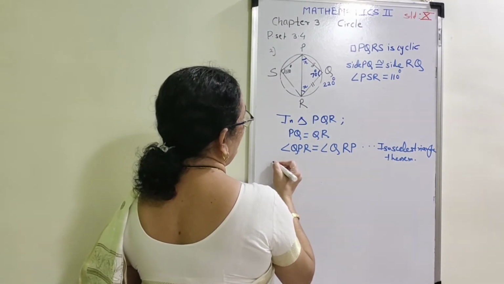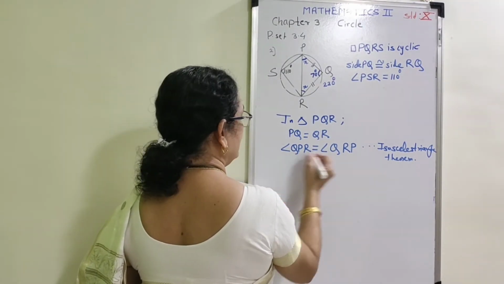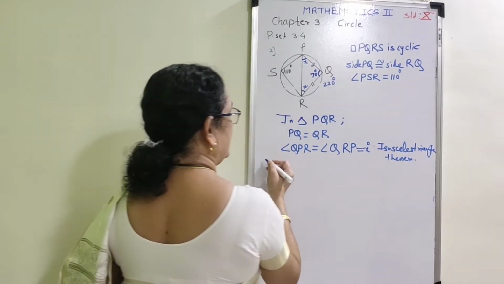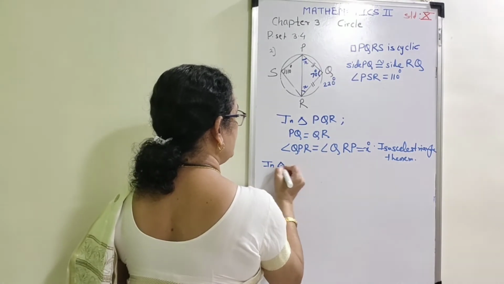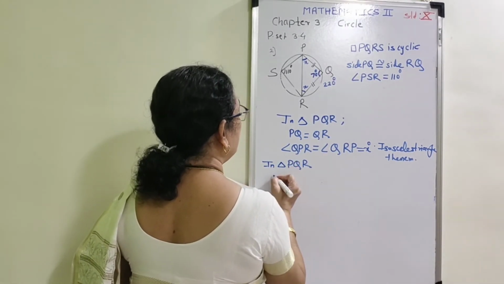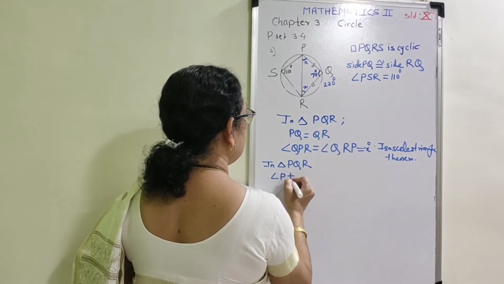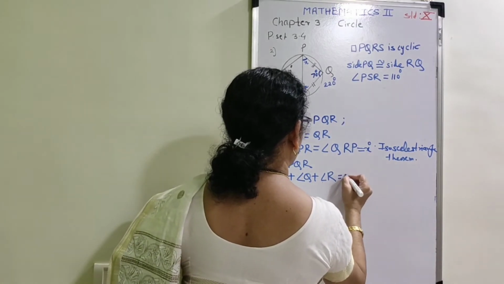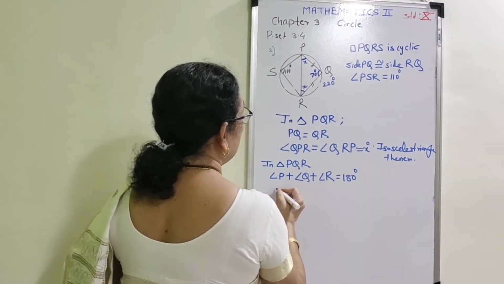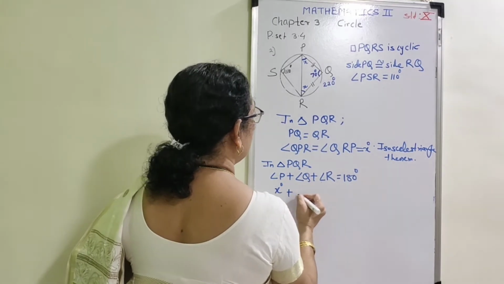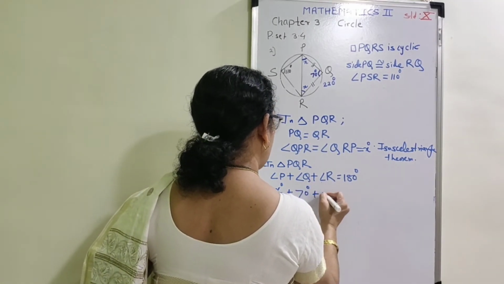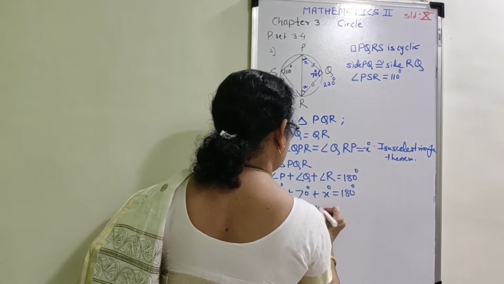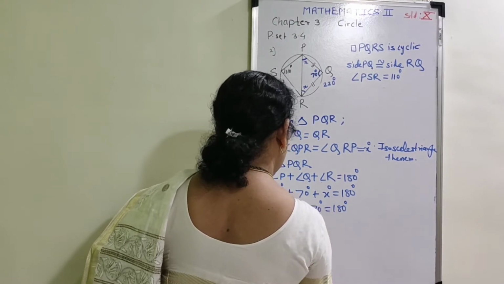Therefore, let us consider measure of angle P equal to x degree. Therefore, in triangle PQR, angle P plus angle Q plus angle R is equal to 180 degree. P we have considered x degree, Q 70 degree, R x degree. Therefore, 2x plus 70 is equal to 180 degree.